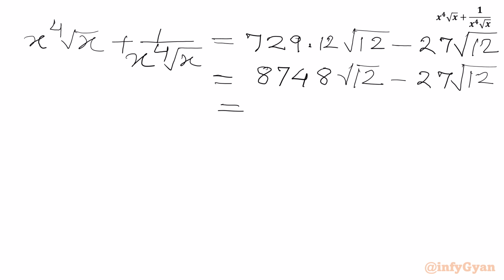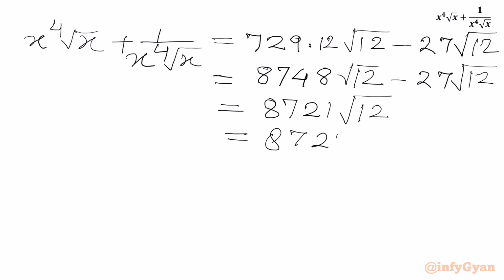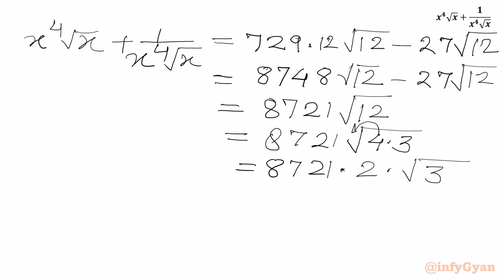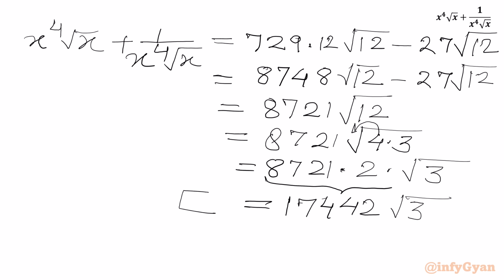So if we write this difference, then this difference will come out 8721 square root 12. Now square root 12, we can write as the square root of 4 times 3. So this 4 will come out as 2. So we can write 8721 times 2 times square root 3. Now we have to multiply 8721 with 2. We will get 17,442 square root 3. This would be our final answer of the expression.